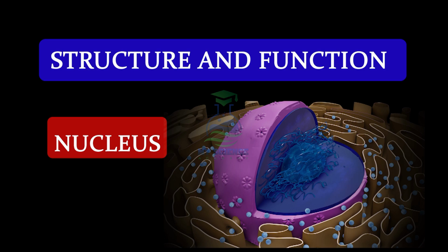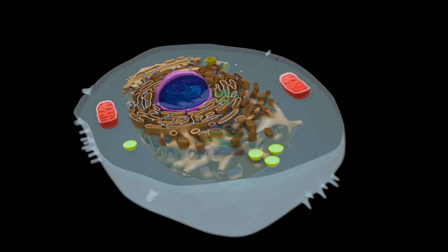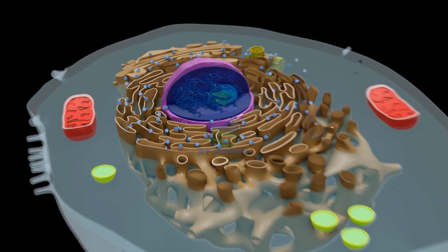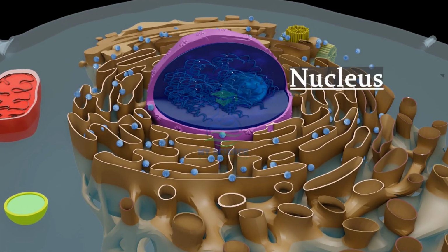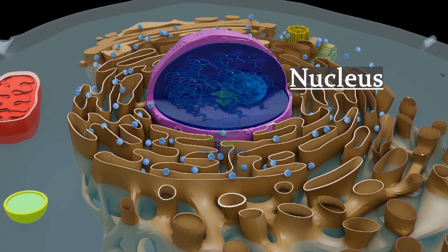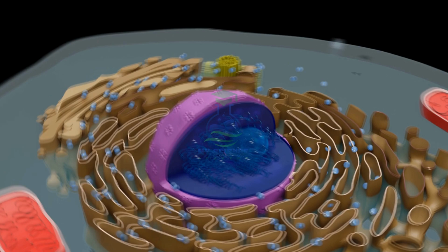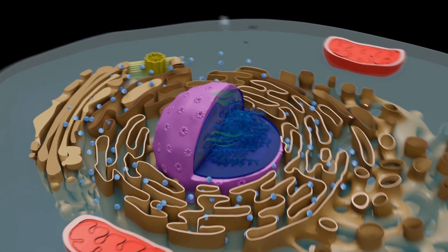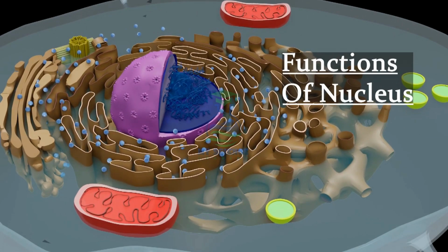Today I am going to discuss the structure and function of the nucleus. The nucleus is the most important organelle of the cell. It is crucial for genetic information storage, controlling cellular activities, coordinating protein synthesis, and facilitating cell division. So first of all, we will learn about the functions of the nucleus.